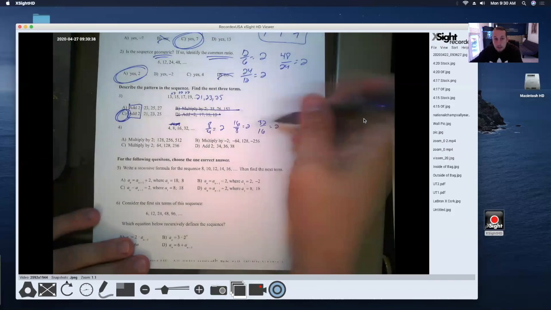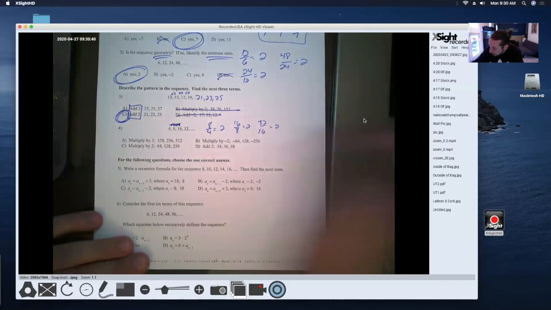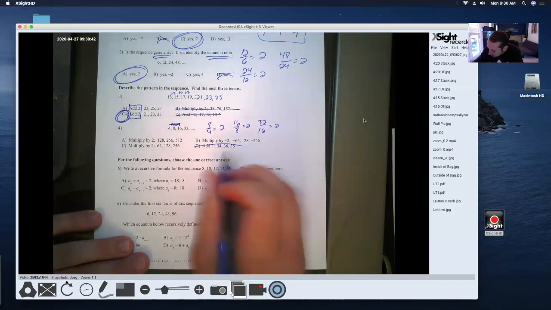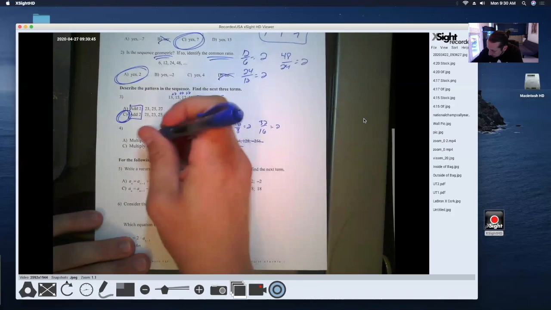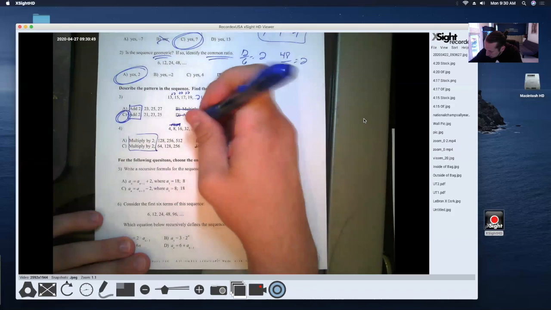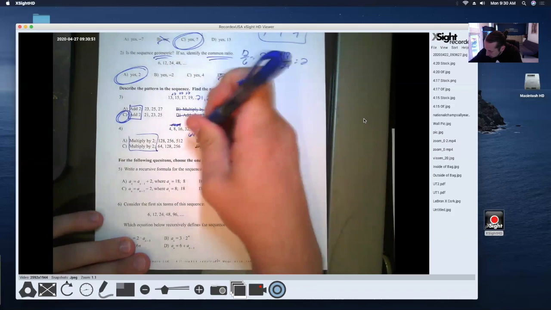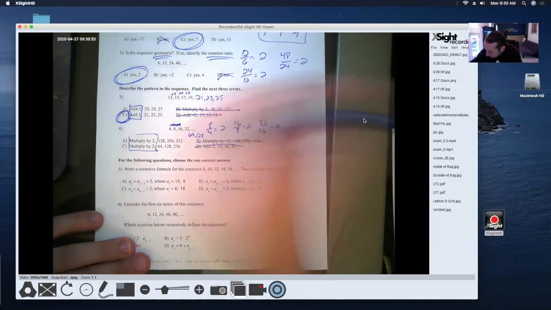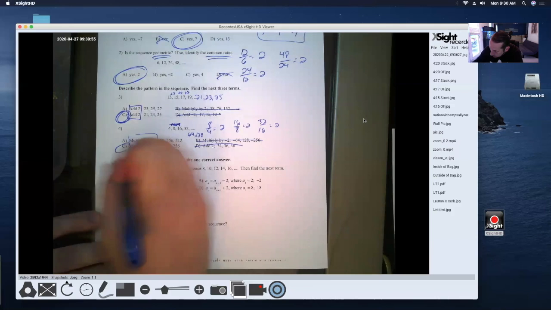And you can do this step in your calculator. You don't have to work it out by hand. So that one is gone because it's multiplying. It's positive 2, so it has to be, again, A or C. When we multiply by 2, we get 64, 128. And you can see just from those first 2 terms, the answer has to be C.